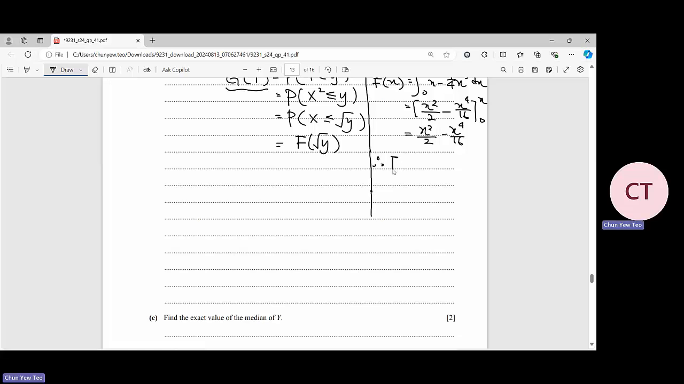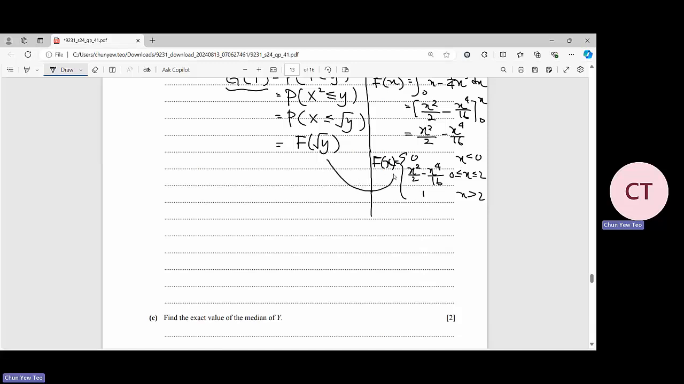So therefore, my CDF is 0 for x less than 0, 1 for x greater than 2. Then anything in between, 0 to 2, will be like this. Oops, not enough place. My apologies on that. I expect it to be this way. Zero, x squared over 2 minus x to the power 4 over 16, 1. This one is x less than 0. This one is 0 to 2. This one is x greater than 2. So this is the CDF.